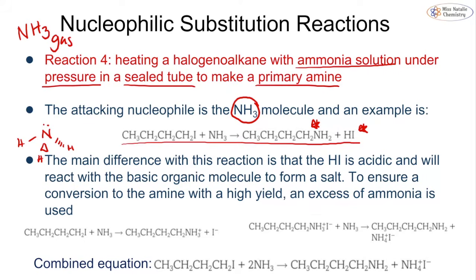The biggest difference with this particular reaction is that the hydrogen iodide is an acidic substance, so it's going to react with the basic organic molecule, so our amine, in order to form a salt. Now, we don't want this salt to be formed, so what we actually do is we use a very high excess of ammonia, and it avoids this salt being formed. This would be the salt that would be formed, but as we said, we want to avoid that. So what we do is we add in this excess of ammonia, and we end up making an ammonium salt plus our primary amine, and we can combine them into this equation down here.